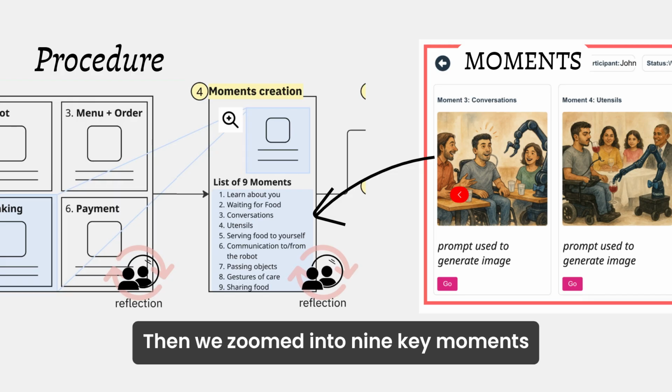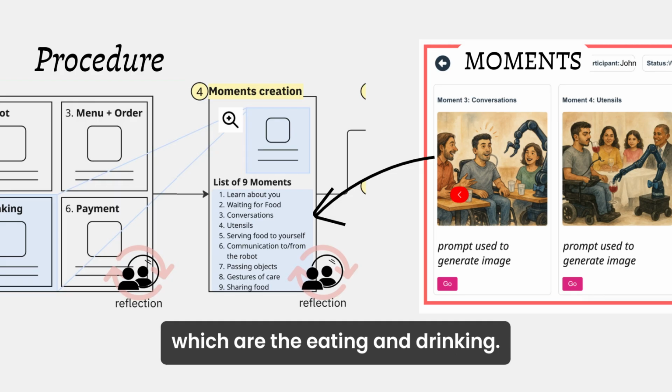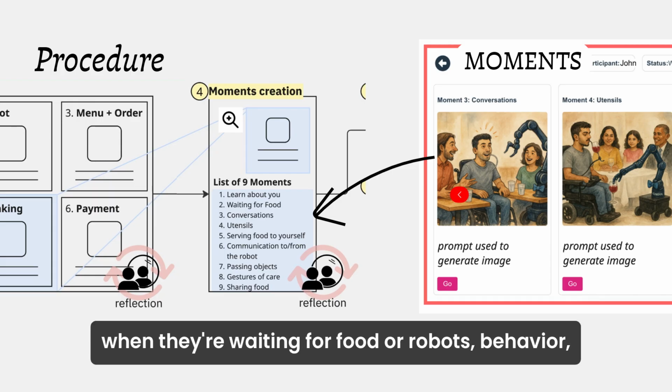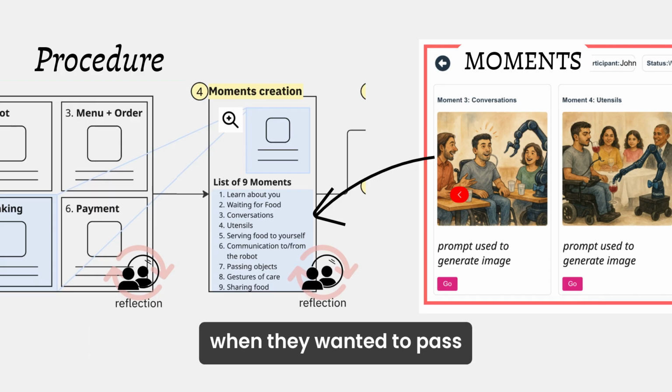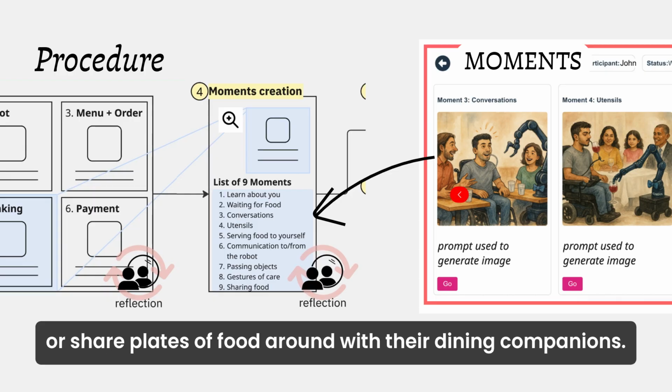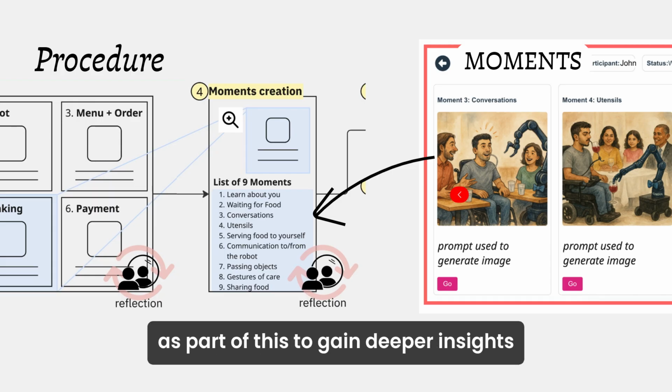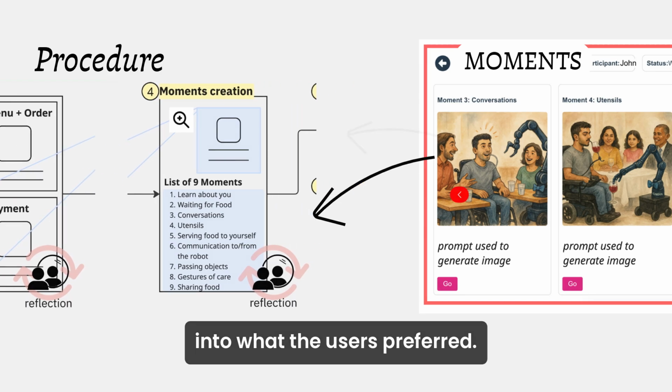Then we zoomed into 9 key moments within the 2 scenes of the storyboard, which are the eating and drinking. Some of these moments included prompts on the robot's role when they're waiting for food, or robot's behavior when they wanted to pass or share plates of food around with their dining companions. We again posed reflective questions as part of this to gain deeper insights into what the users preferred.